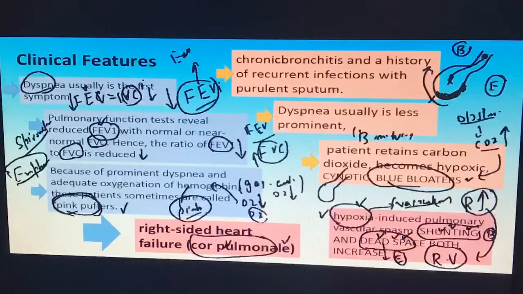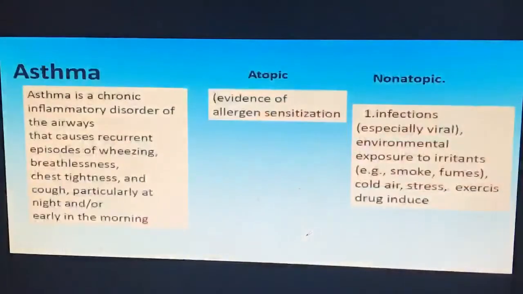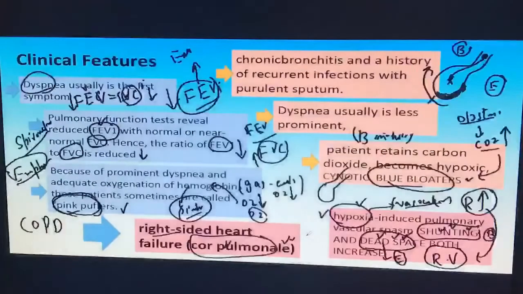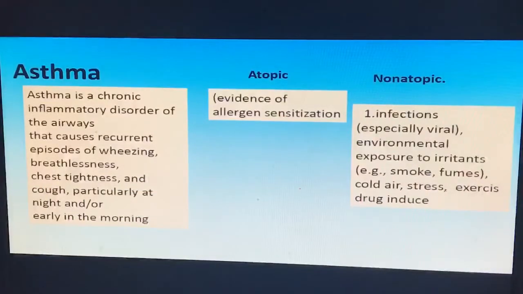The COPD patient in the last stages also develops the signs and symptoms of right-sided heart failure. That's cor pulmonale. This is all for this video. In our next video, we will talk about asthma in detail. I'll explain asthma, atopic and non-atopic.